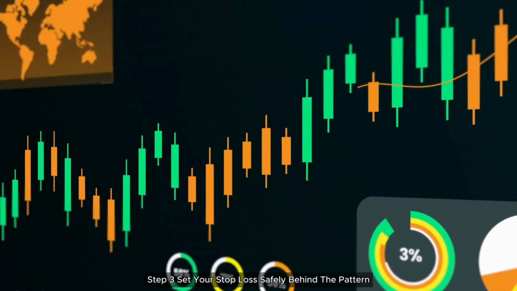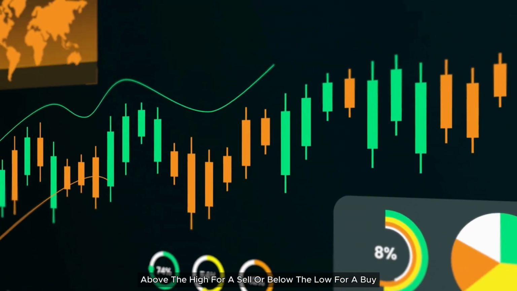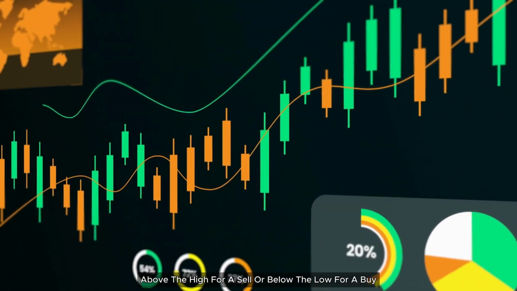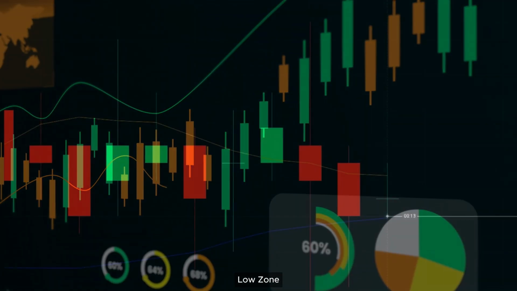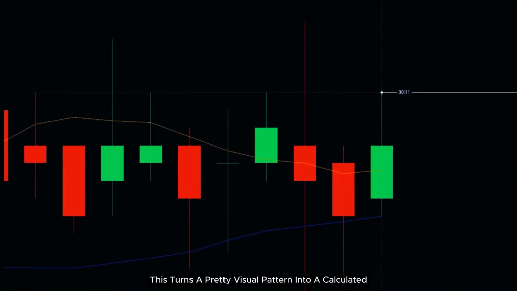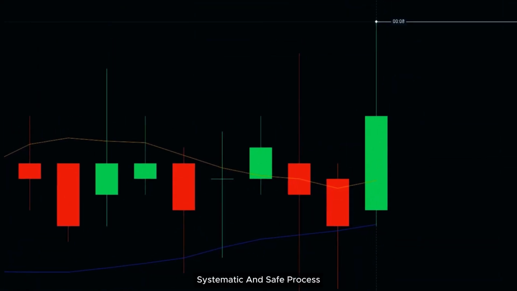Step 3. Set your stop loss safely behind the pattern, above the high for a sell, or below the low for a buy. And Step 4. Set your take profit at the next logical high or low zone. This turns a pretty visual pattern into a calculated, systematic, and safe process.